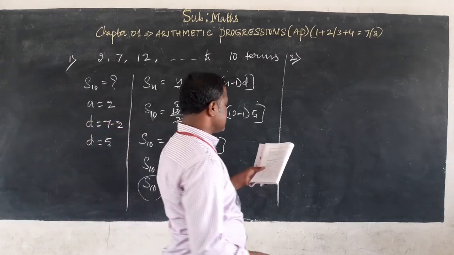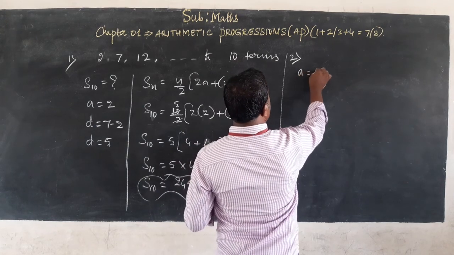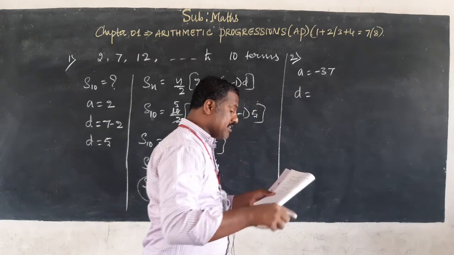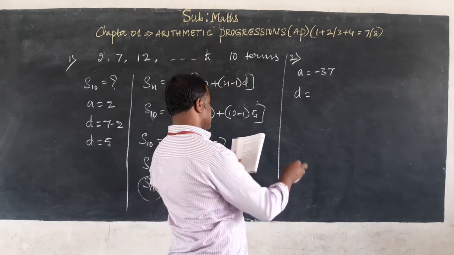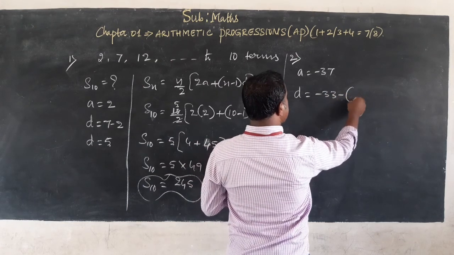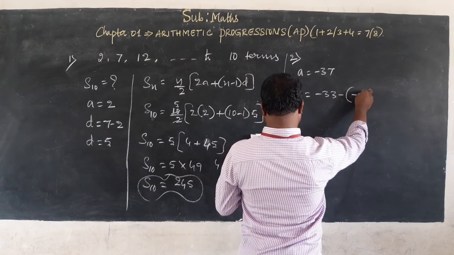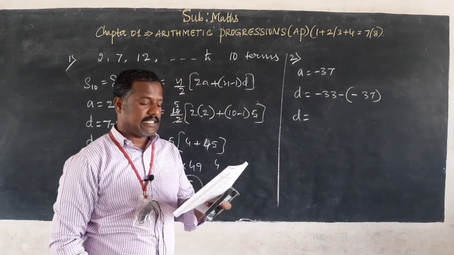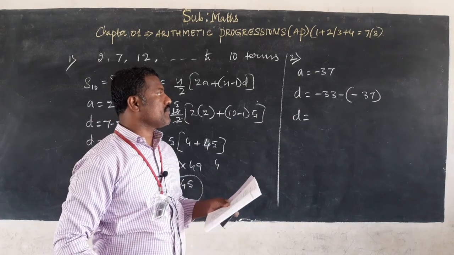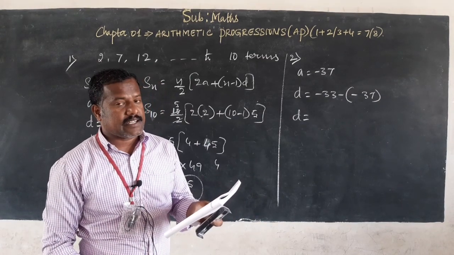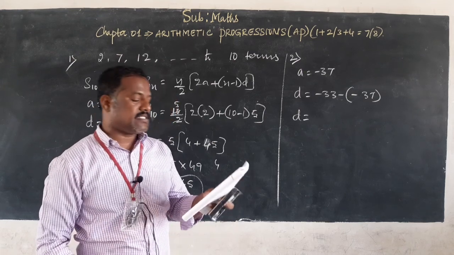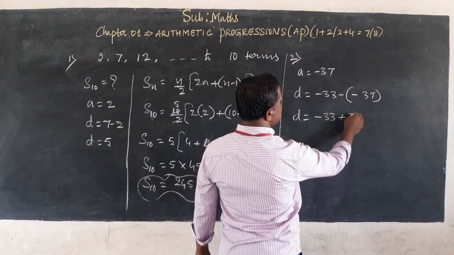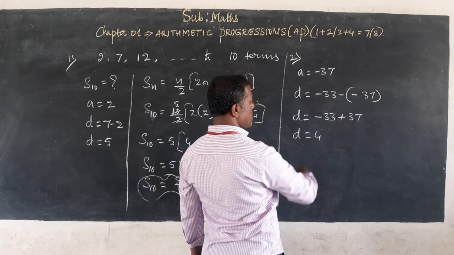So what's now the second problem? What is the value of a? -37. What is the value of d? Second term minus first term. What is that? -33 minus of -37. Understand, children? Here you have to write keenly. Then only we get the answer. What is the second term? -33 minus of -37. Let us write -33 as it is, minus into minus is plus, let us write 37 as it is. The value of d is 4.